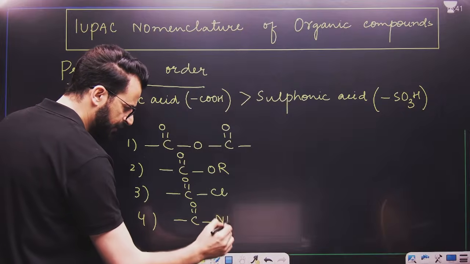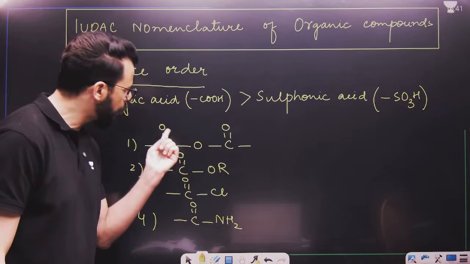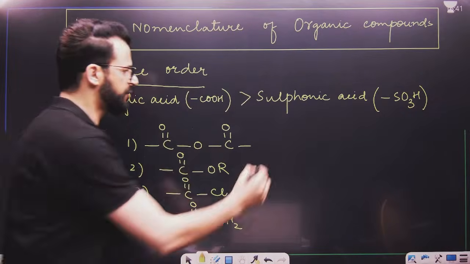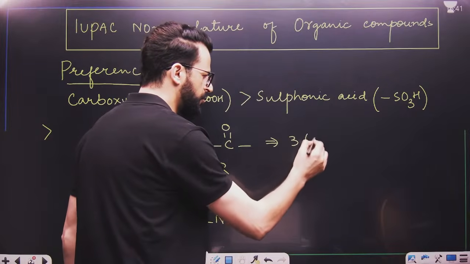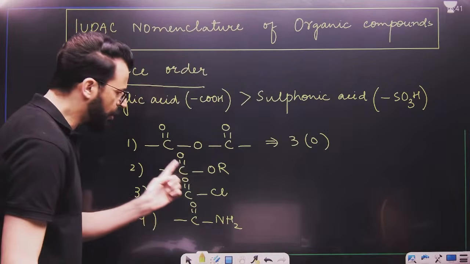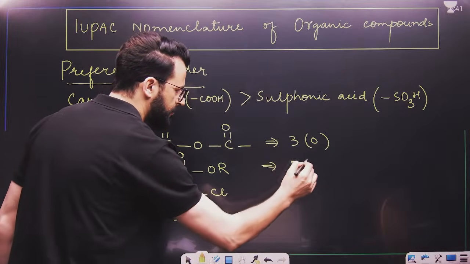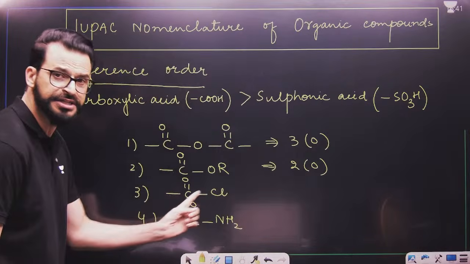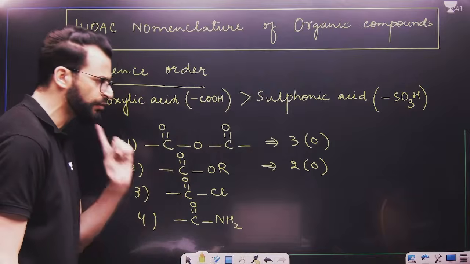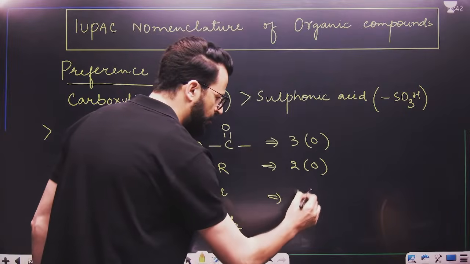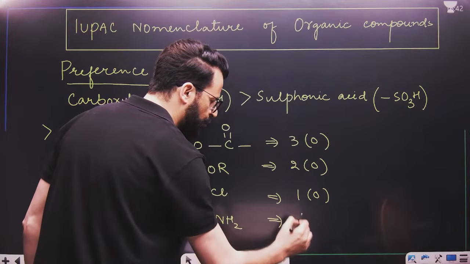Now listen carefully. How many oxygens are there in this? There are 3 oxygens. Now how many oxygens are present in this acid derivative? There are 2 oxygens. How many oxygens are present in this? There is 1 oxygen. So there is 1 oxygen in this, and similarly, there is 1 oxygen in this.